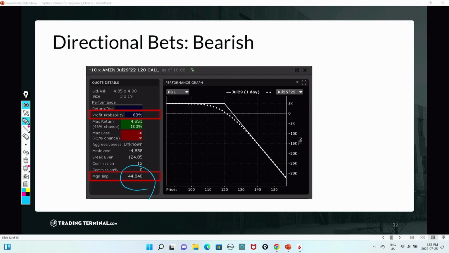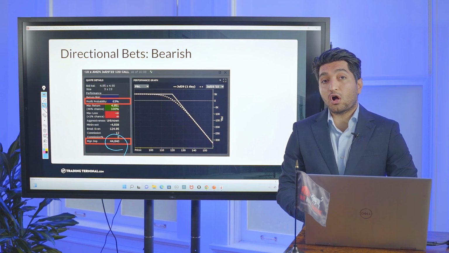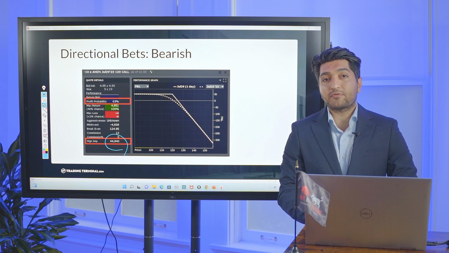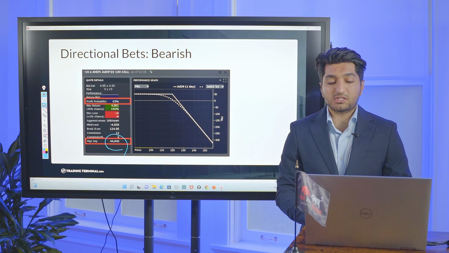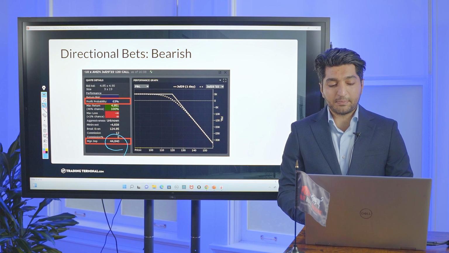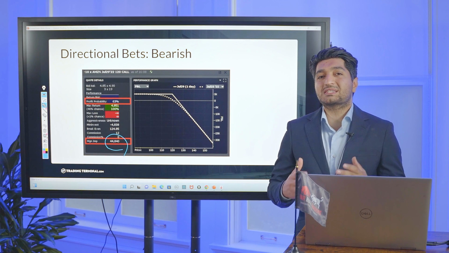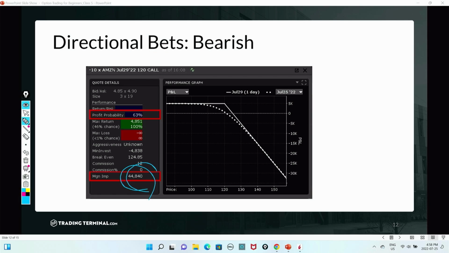Why? Because every time you're selling a call, you're obligated to short that stock at 120. So the platform is assuming that you're obligated to sell short 1,000 shares of Amazon at 120. So that's about a $120,000 investment. So you have to put up at least 30% of it as margin collateral. So the margin impact is about 44,840. So you really need to pay attention to this risk to reward and profit probability.